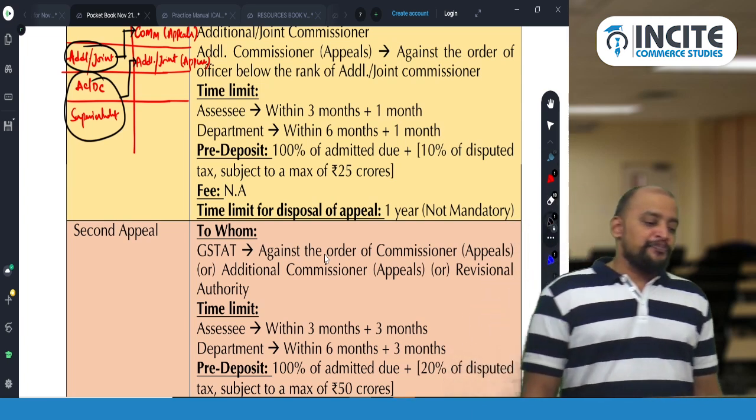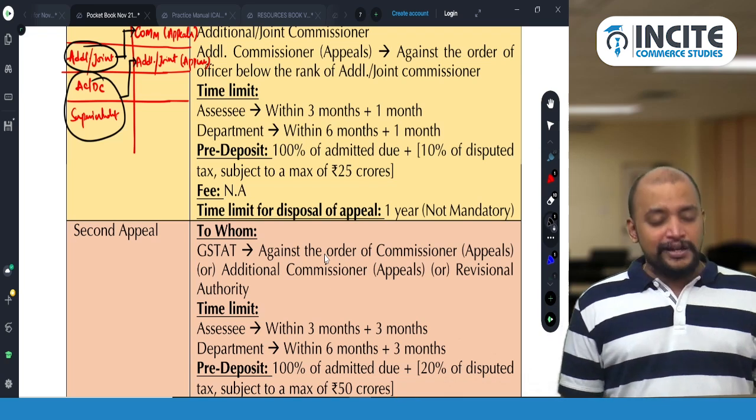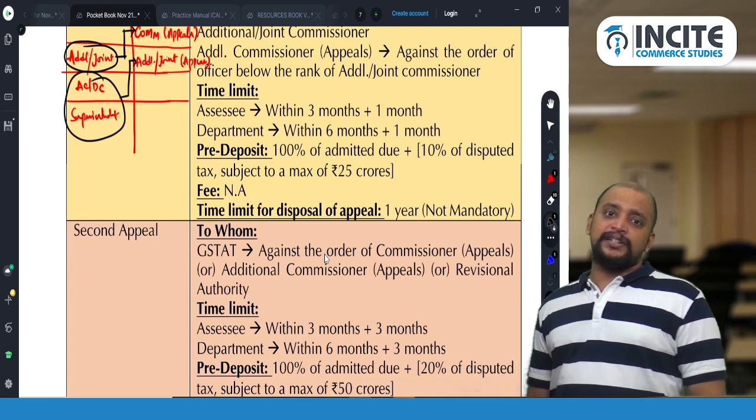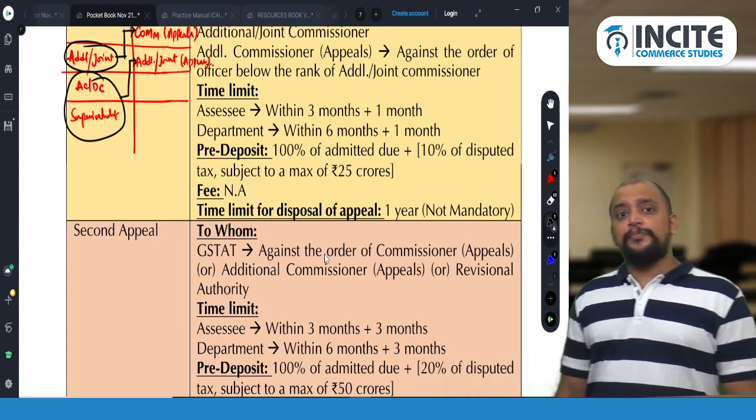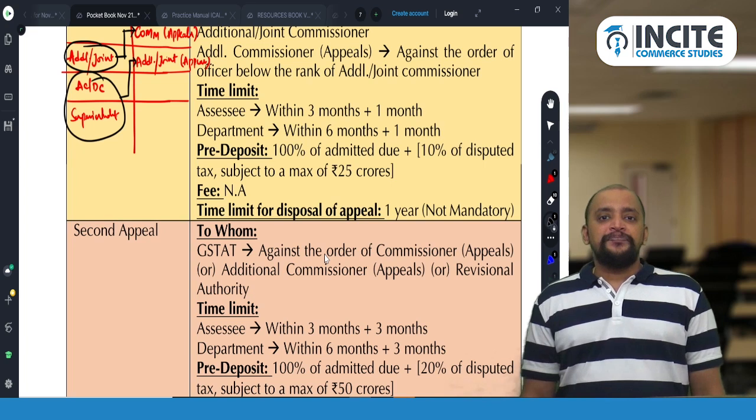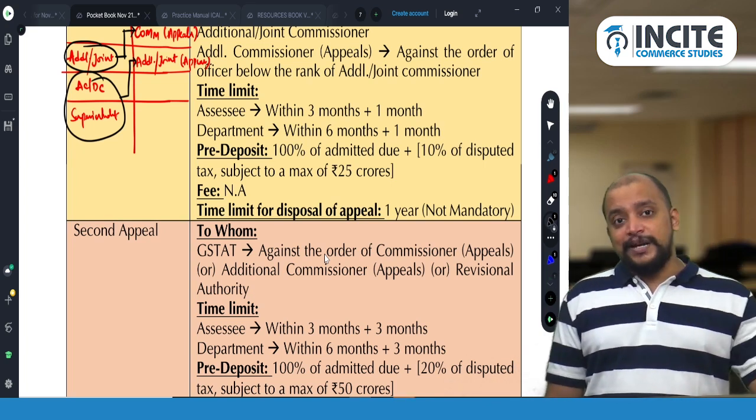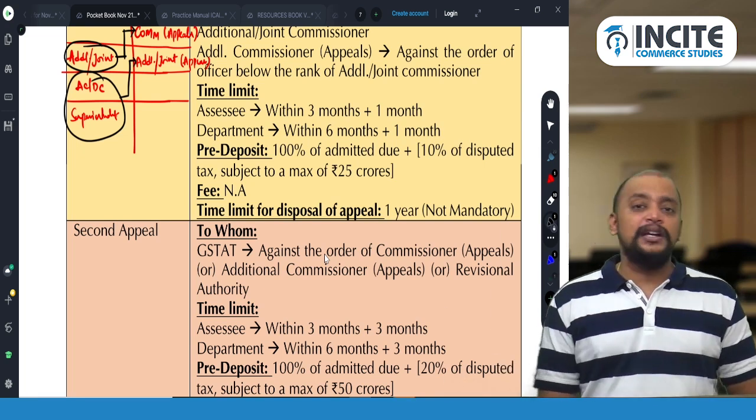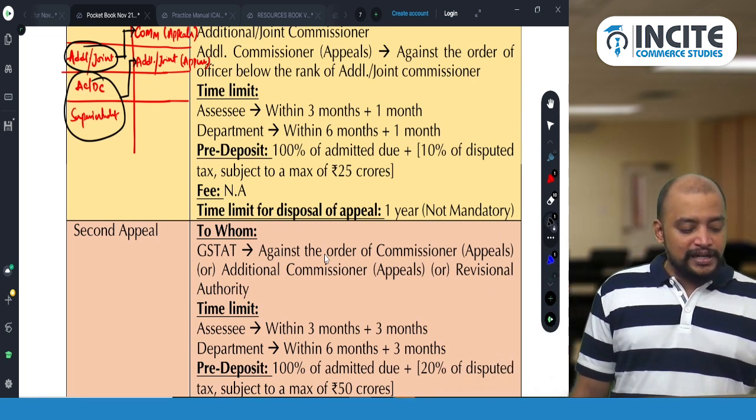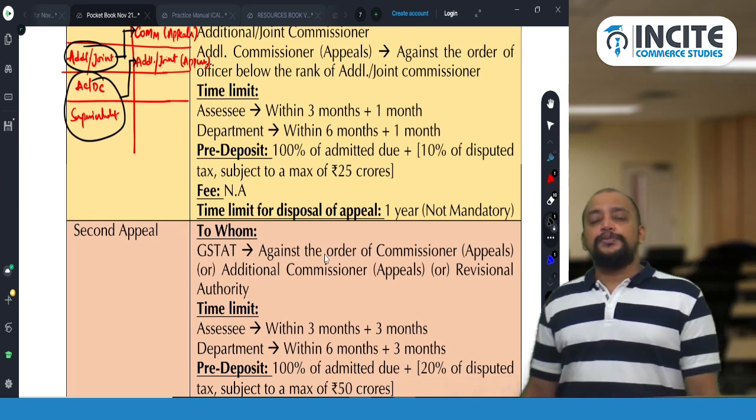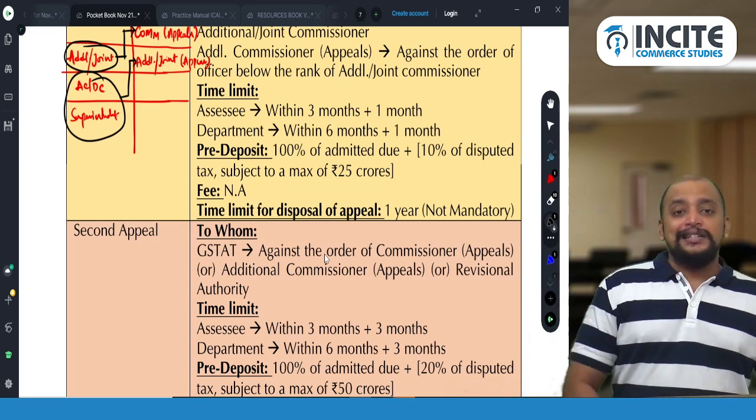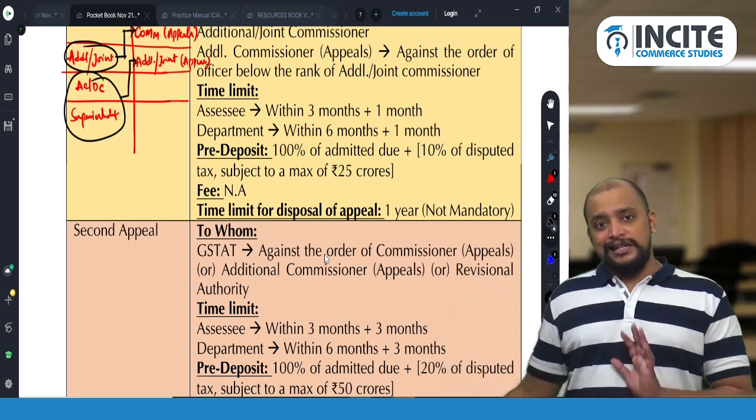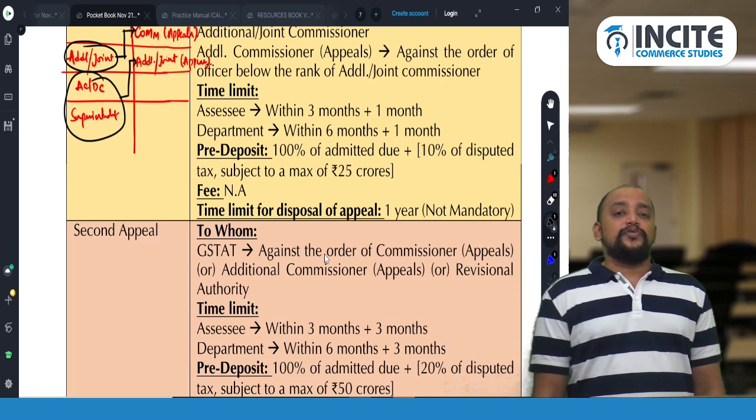For example, if you take the disputed tax as somewhere 80 lakhs, so 80 lakhs into 10%. 80 lakhs into 10% will be 8 lakhs, subject to maximum. Okay, sorry, not 10%. So 80 lakhs into 9%, you take. 18% is the rate of GST. So 80 lakhs into 9%, that is 7,20,000, subject to a maximum of 25 crores. Same 7,20,000 subject to a maximum of 25 crores under SGST. You understood or not? And 25 crores.